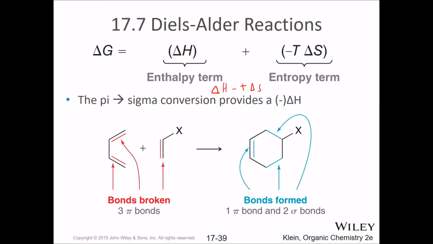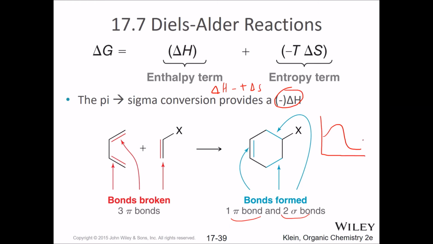So the enthalpy term has several things that play into it, but the most prominent factor is the kinds of bonds that are broken and the bonds that are formed. You have 3 pi bonds that are broken and 1 pi bond that's formed and 2 sigma bonds that are formed, and that will give us a negative enthalpy. In other words, the enthalpy of the products is lower. It's going to look like that.